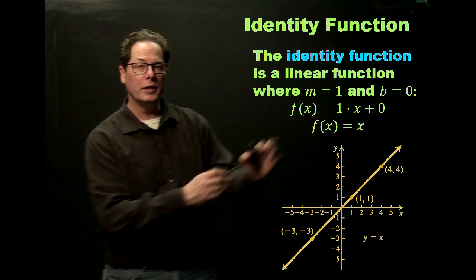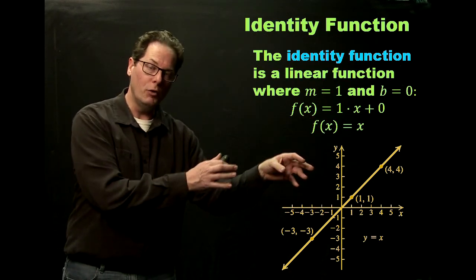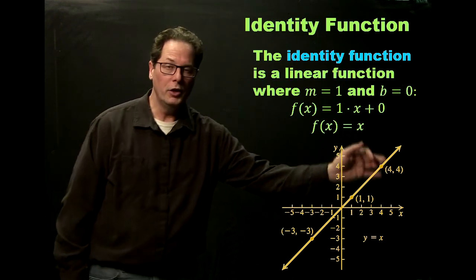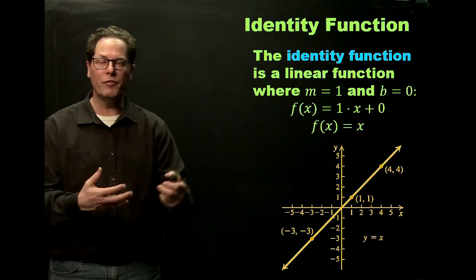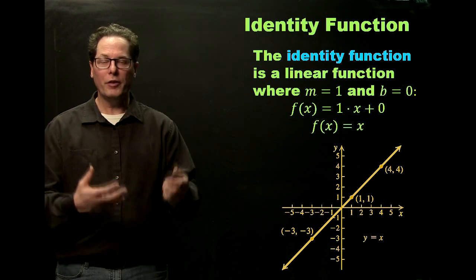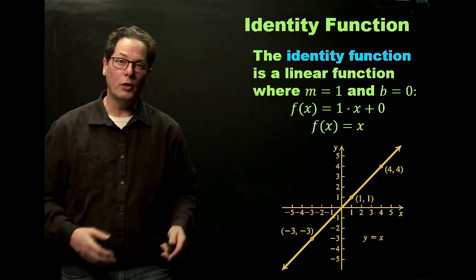Now, the identity function takes an input to itself. So, for instance, if you put in 0, you get 0 back. If you put in 1, you get 1 back. If you put in a 4, you get a 4 back. If you put in a -3, you get a -3 back. It identifies with the input. The output is the input. We call this the identity function. It has this nice 45-degree angle through the origin.